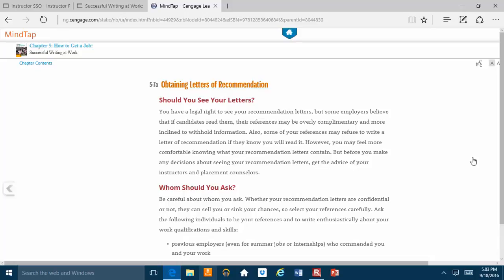If I'm writing to a prospective employer for a specific position that the job seeker is going after, then I need to know that information. I don't have an address. I don't have anything, right? They just want the letter of recommendation.